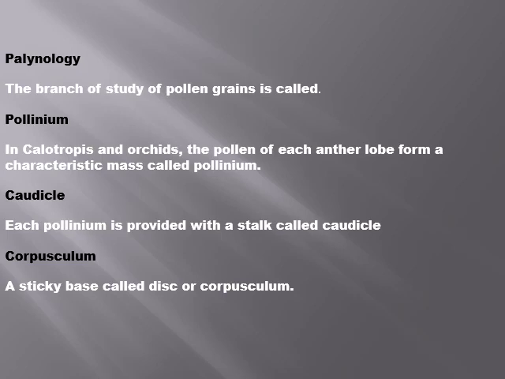Pollinium. In Calotropis and orchids, the pollen of each anther lobe forms a characteristic mass called the pollinium. Each pollinium is provided with a stalk-like structure that is called the caudicle, and a sticky base called the disc or corpusculum.